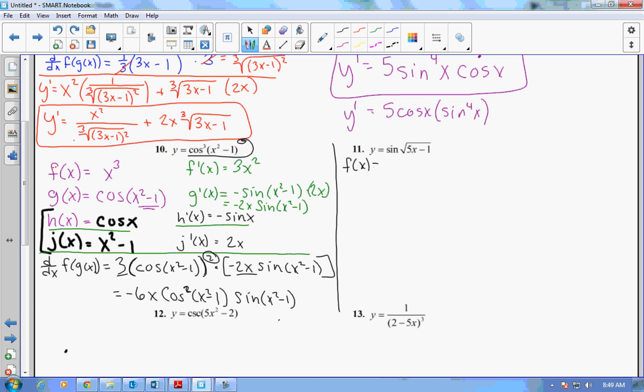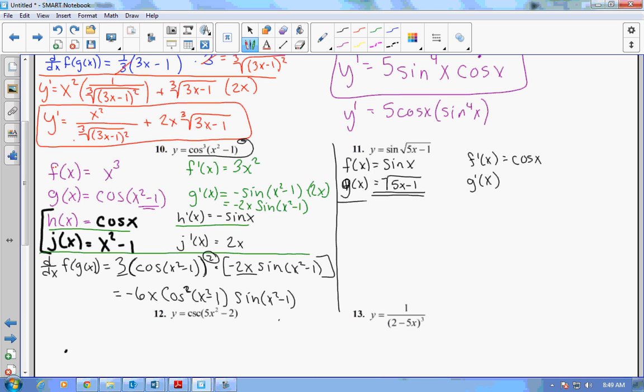F of x, your outside, your turkey, or your turkey with stuffing. Sine x. G of x is the stuffing. Root 5x minus 1. The derivative of f of x is the easy part. That is just cosine x, right? It's the derivative of g that causes an issue, because you have to do a chain rule on that guy, because it's a linear function stuffed inside of a square root function.